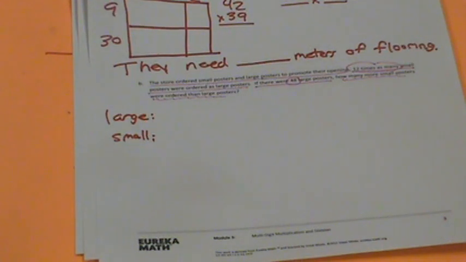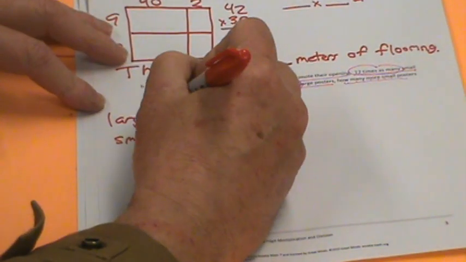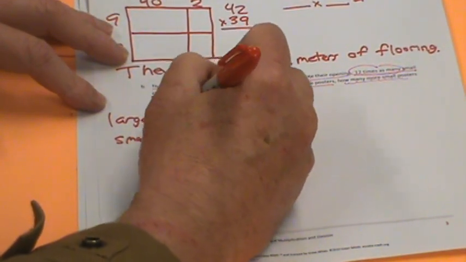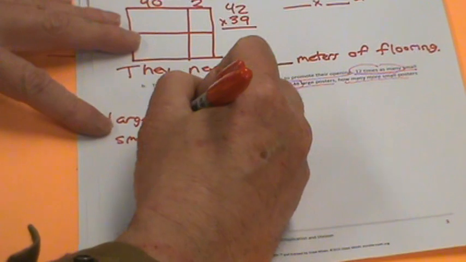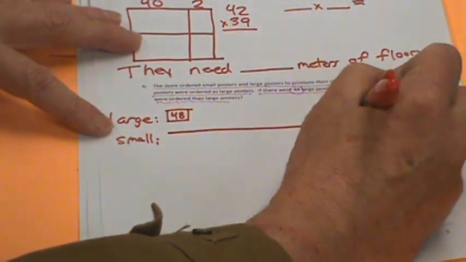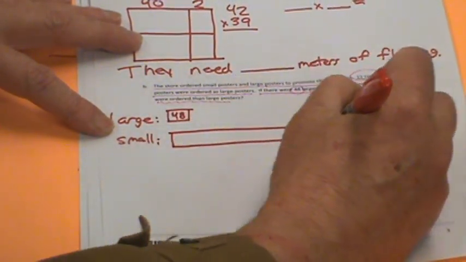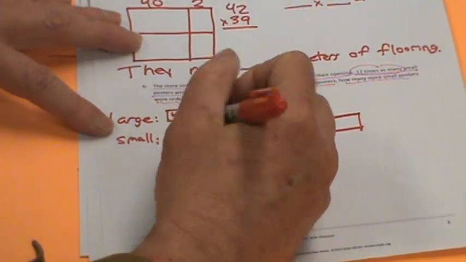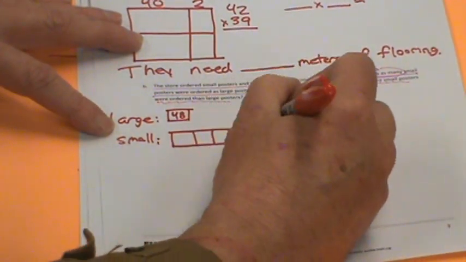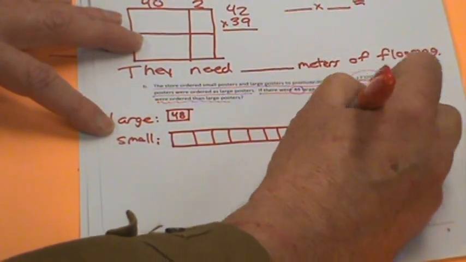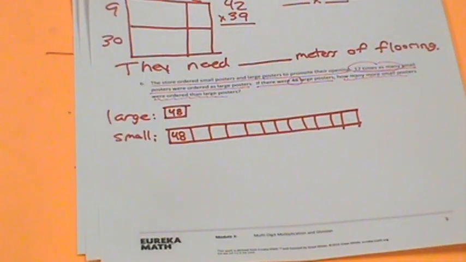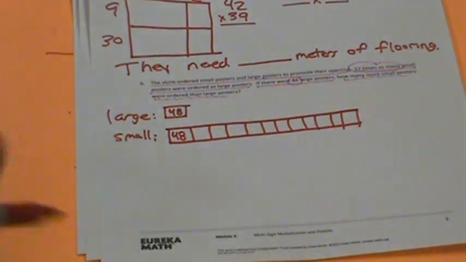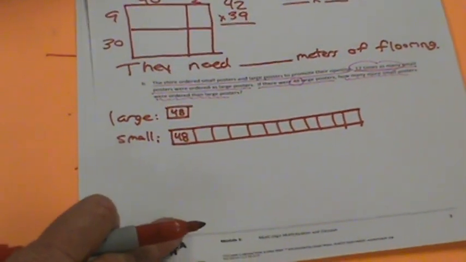I know there was only 48 large posters. So that's going to symbolize 48. There were 12 times as many small posters. So there's 1, 2, 3, 4, 5, 6, 7, 8, 9, 10, 11, 12. And that's 12 times 48. So what do we need to do to figure this out? Well, we have to multiply. So let's set up, go ahead and pause this if you need to.